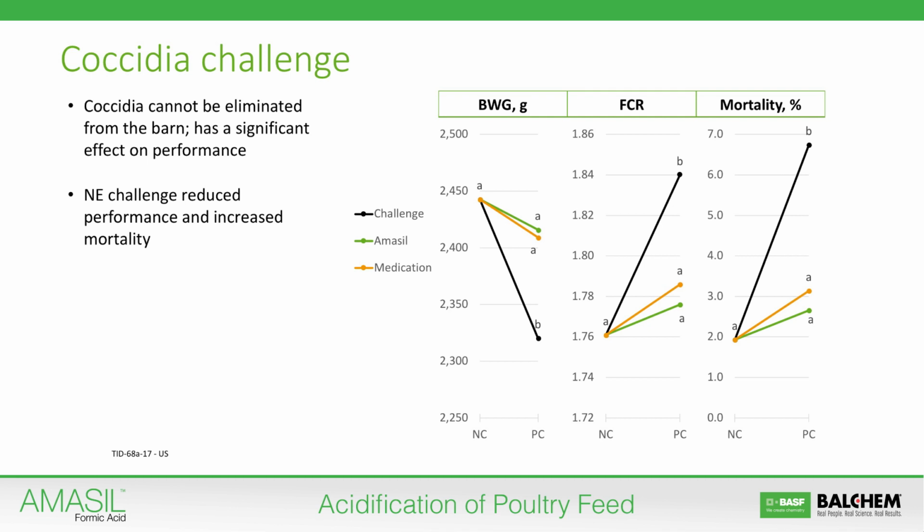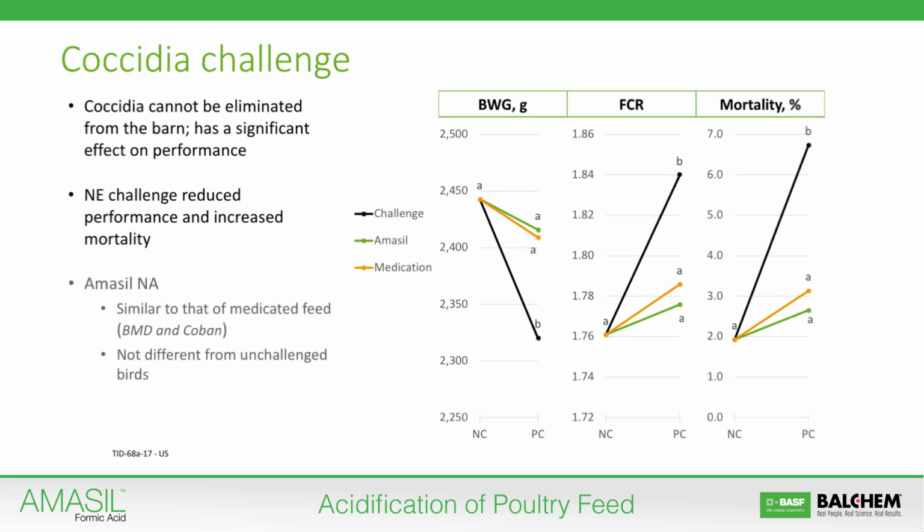And when we look at the green bar and the orange bar representing the medicated feed, we see that more or less amoxicillin A and medication in this trial delivered roughly comparable benefits. There might be a slight numerical benefit towards the amoxicillin A, but statistically, feed treated with amoxicillin A and feed treated with BMD and Coban resulted in performance that was not significantly different from the negative control, and not significantly different from each other, and were improvements over the untreated state.